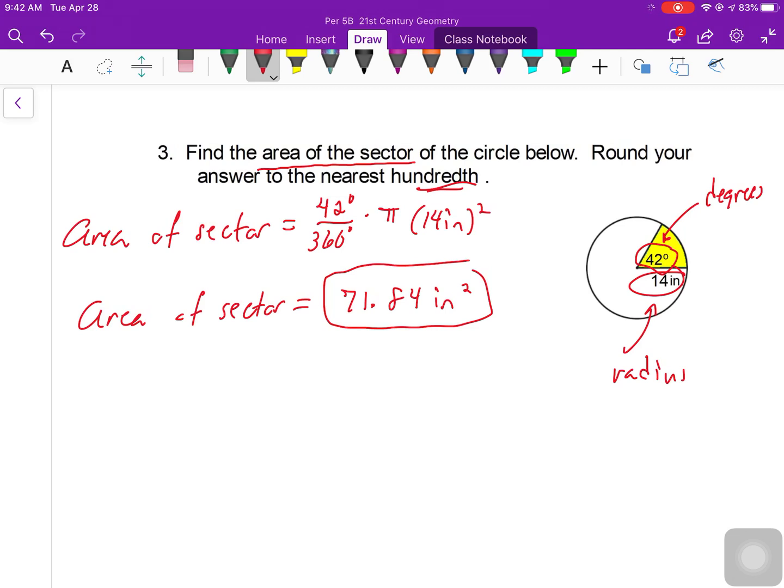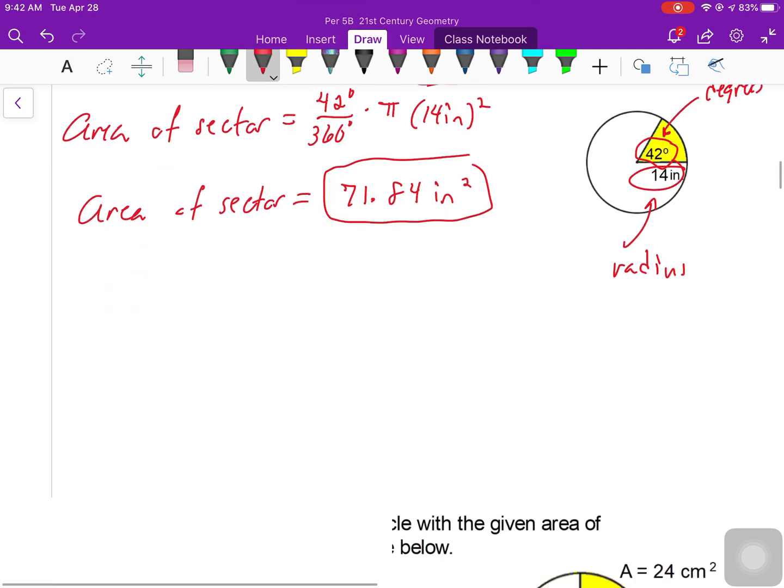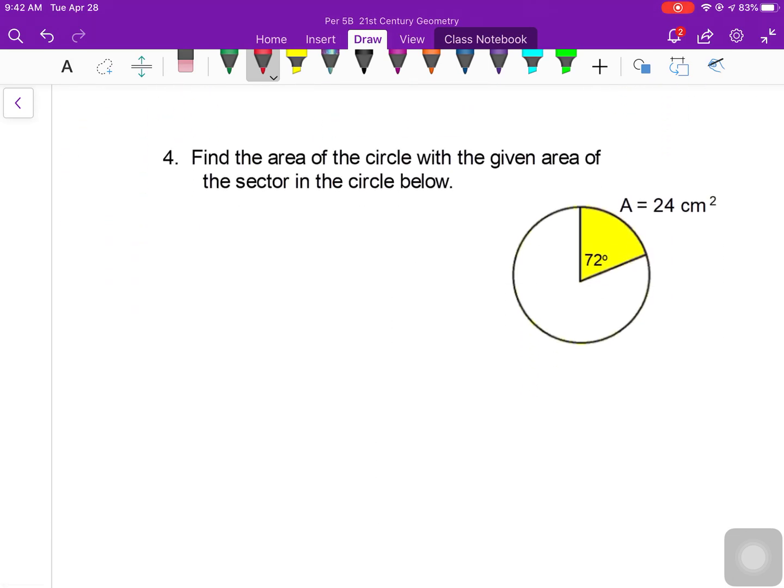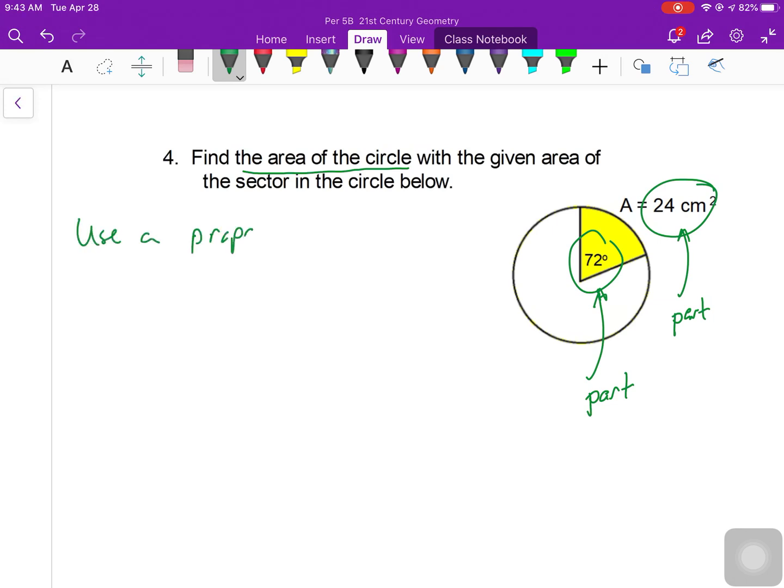Now, like happened with arc length, sometimes they'll give us information about the part of the circle, and they'll ask us for the area of the whole circle. Here's one of those such questions. So in this one, they ask us to find the area of the whole circle. And they give us the number of degrees in the part, and they give us the area of the part. So as we saw in problem 2 today, we're going to use a proportion. And in our proportion, we're going to compare the part of the circle to the whole circle.